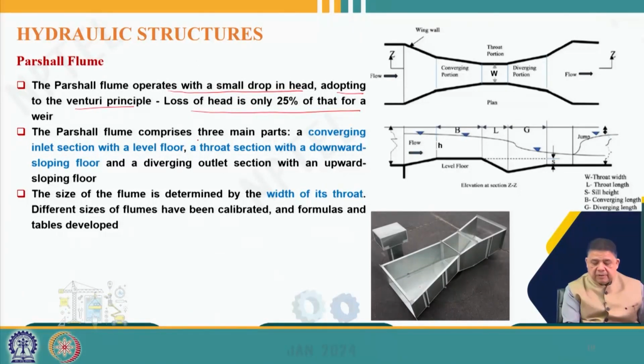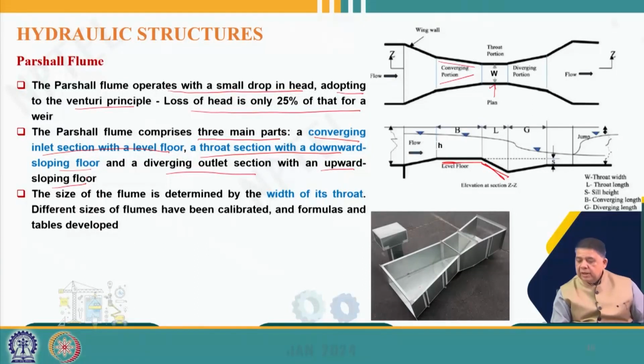It comprises three main parts: a converging inlet section with a level floor. Here you see the level floor, and here you can see the convergence, and a throat section with a downward sloping floor. This is the throat section here, and as you can see the slope is in the downward direction, and a diverging outlet section with an upward sloping floor. So, it is a diverging section, as you can see here, and the slope is in the upward direction.